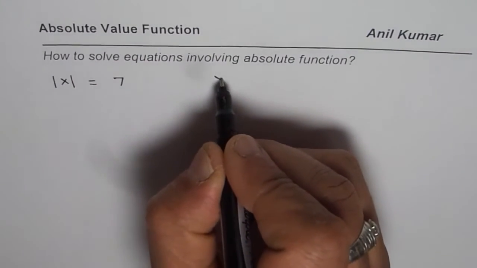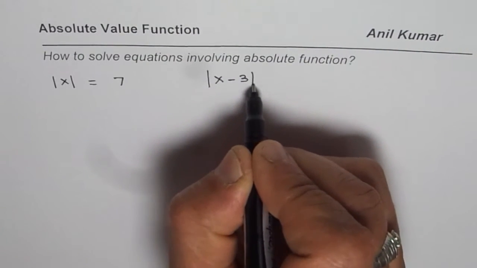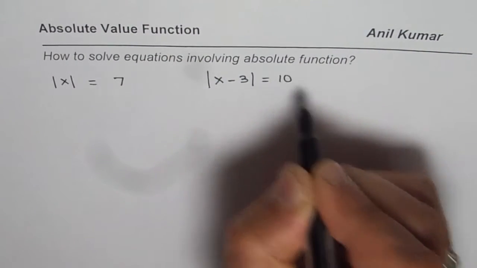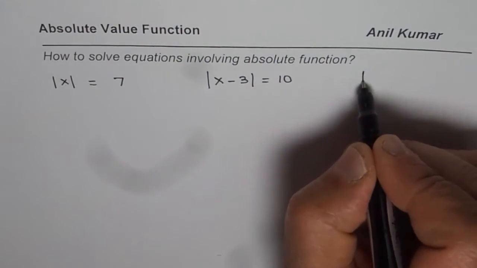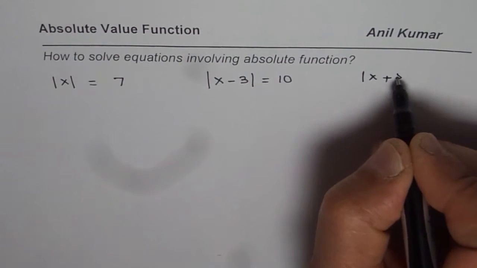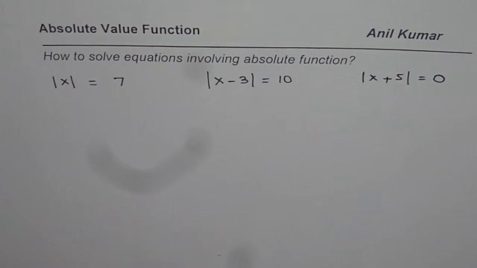We could also write one equation like the absolute value of x minus 3 equals, let us say, 10. And let me write down one equation with a positive thing: the absolute value of x plus 5 is, let us say, equal to 0, right? So we have three different kinds of equations. All of them involve absolute functions. How to solve such equations? That is the main idea.